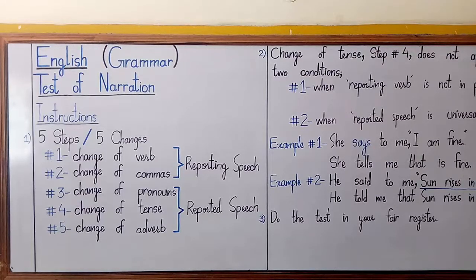Then step number 3, change of pronouns. Step number 4, change of tense. And step number 5, change of adverb. These 3 steps, steps number 3, 4 and 5, are associated with reported speech. So it is now clear that you make 2 changes in reporting speech and 3 changes in reported speech. Let's go through instruction number 2.